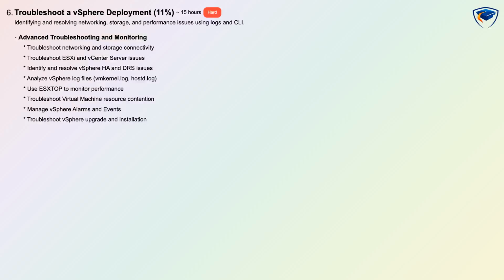Troubleshoot a vSphere deployment is weighted at 11% and focuses on identifying and resolving networking, storage, and performance issues using logs and CLI. You will learn to troubleshoot networking and storage connectivity and to resolve ESXi and vCenter Server issues. The syllabus includes analyzing vmkernel.log and hostd.log, using ESXTOP for performance, and handling HA and DRS problems. Practical scenarios test your ability to find root causes, manage alarms, and troubleshoot upgrades and installations.